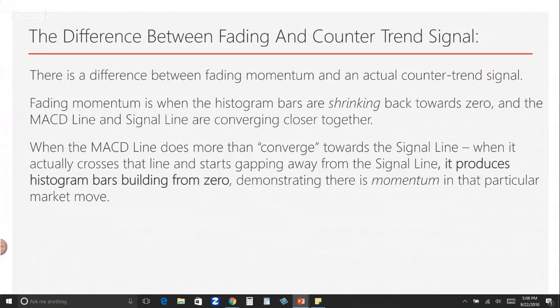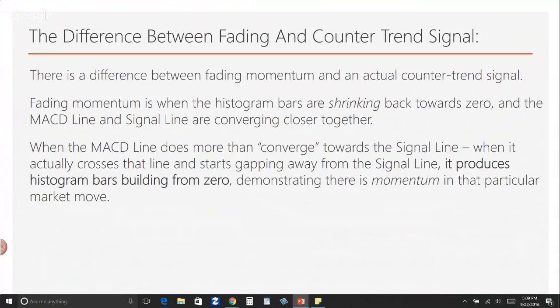Fading momentum is when the histogram bars are shrinking back towards zero and the MACD line and the signal line are getting closer together. They're converging closer and closer together. It means that whatever was driving the market and whatever move was on, it's slowing down, and that move is either stopping or slowing down or, you know, it's over. Okay, and so the two lines are going to converge closer together.